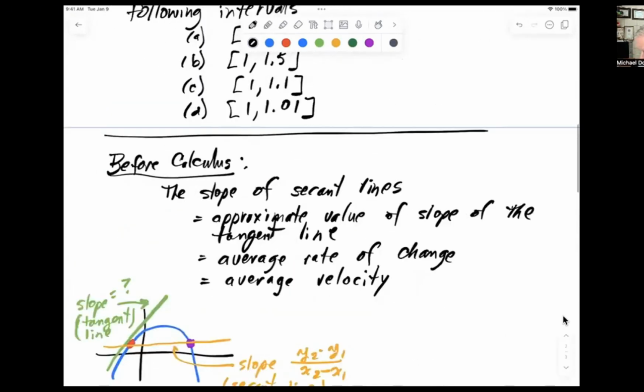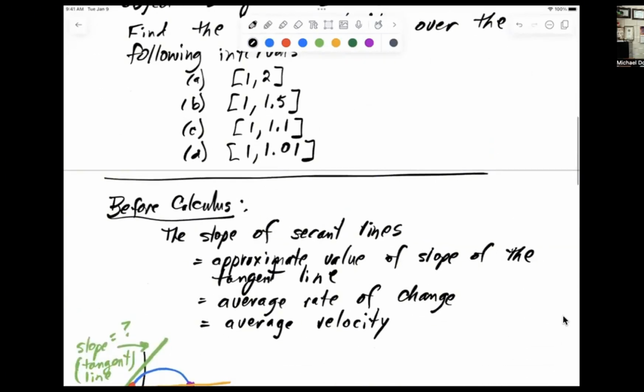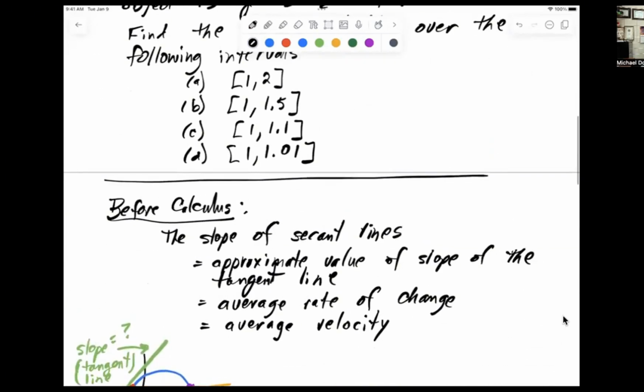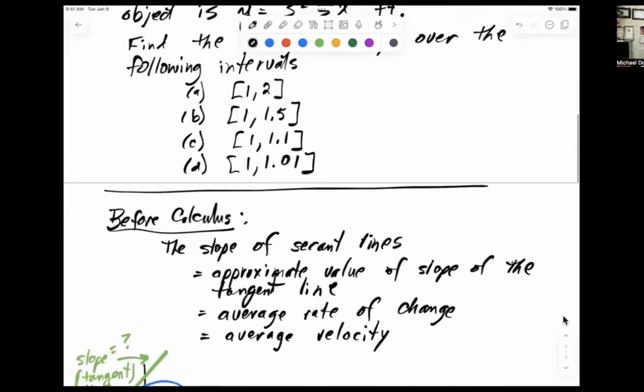Okay, going back to this original problem, this example, I have the location or position of the object, and it's given by this function, and I want to find the average velocity over the following intervals. That means we're going to be doing the before calculus steps here. We're going to be finding the average velocity. We find the slope of the secant lines.